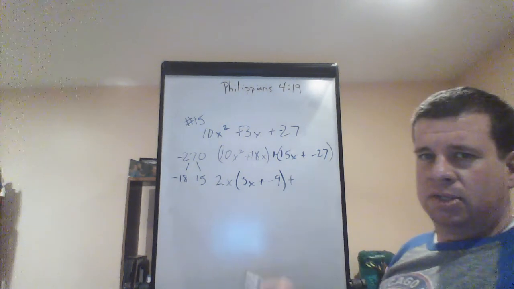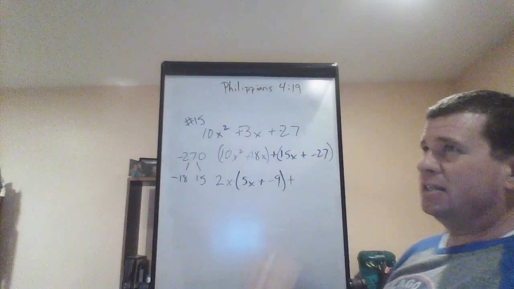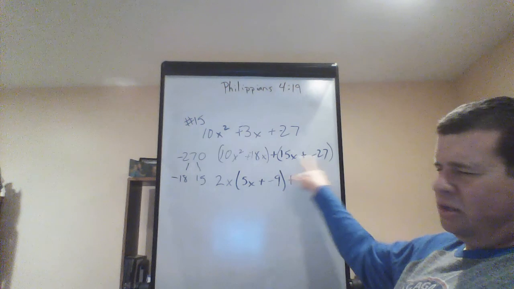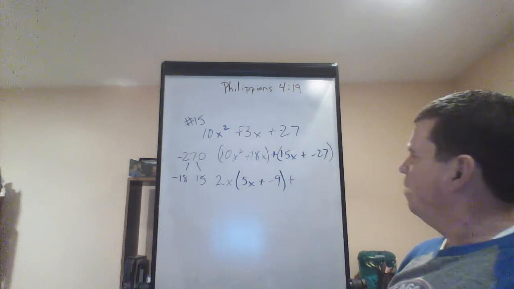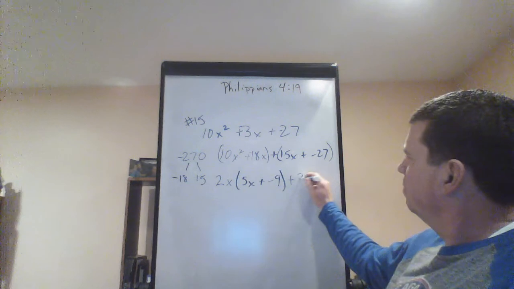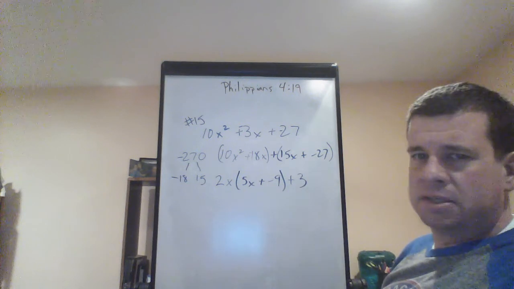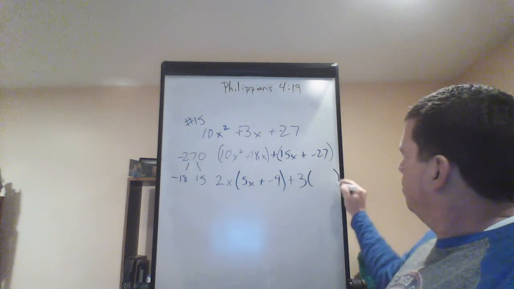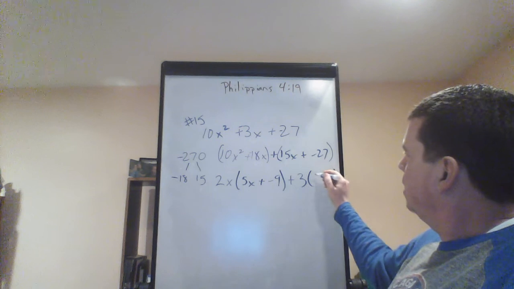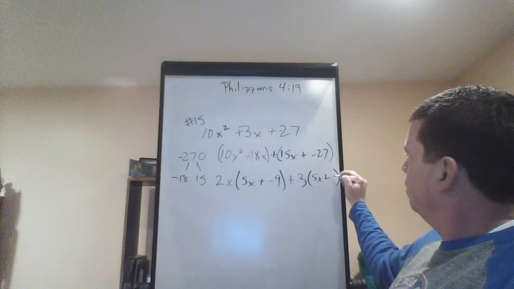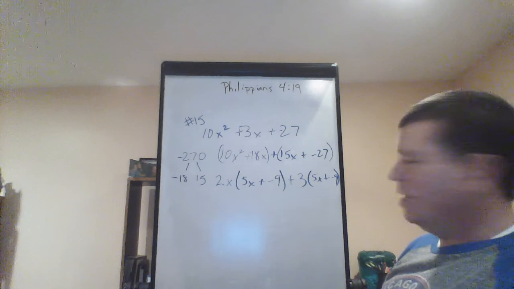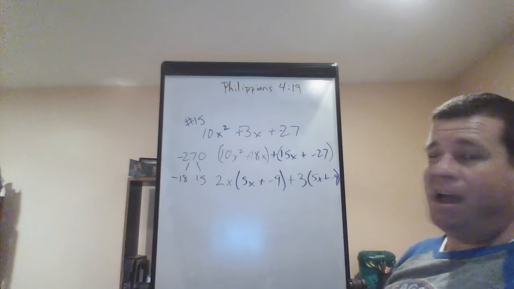Over here, I'm going to run out of room. I'll have to squeeze this in. Factors of 15x and negative 27. So the biggest number that comes out of 15 and negative 27, I think, is 3. Yeah, that's the greatest common factor there. And now 3 times what gives me 15x? That would be 5x. And 3 times what gives me negative 27? That would be negative 9.